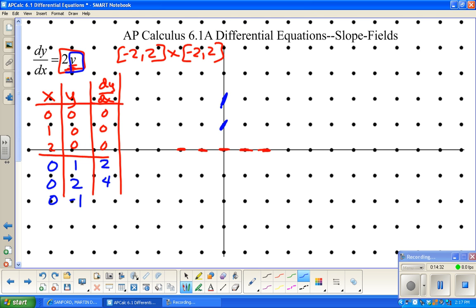0, -1: well, 2 times -1 is going to be -2, and again, I'm doing 2 times the y value, and 0, -2 will be -4, same idea, okay? Okay, so this needs to be a little steeper than this one. Now, what's cool about this is, again, this is all based on the y value, okay? So since all of these y values are 1, then these are all going to be 2 times 1, or 2. The top row will all be 4, so a little steeper.